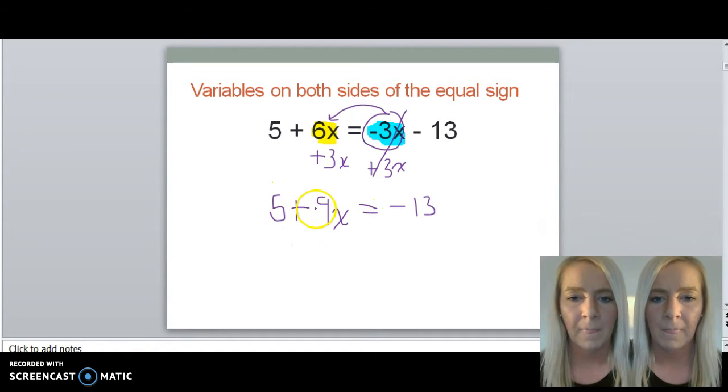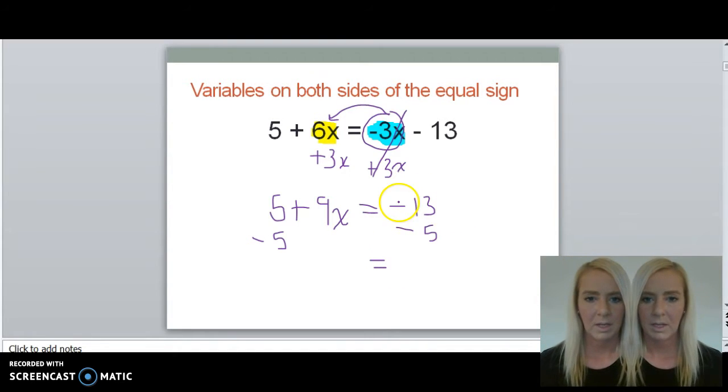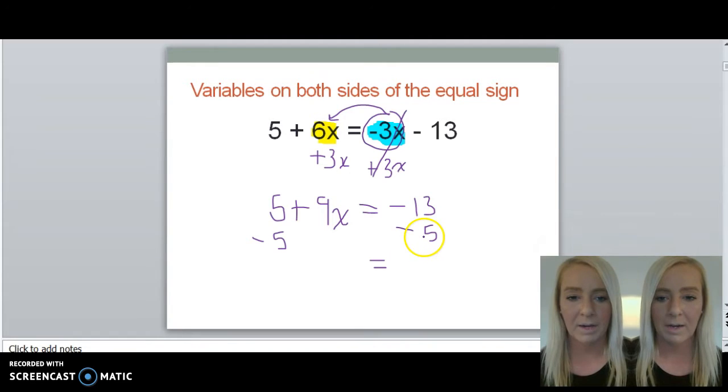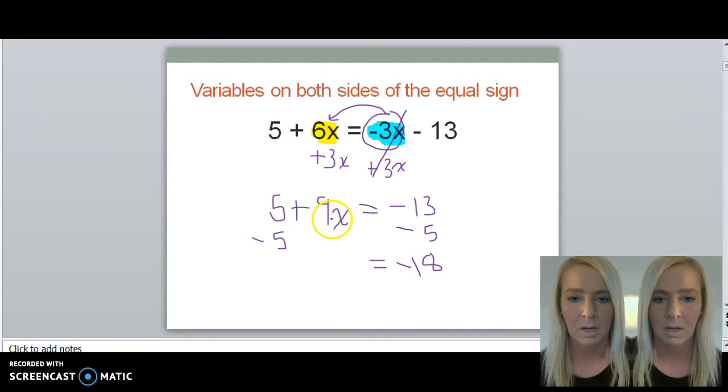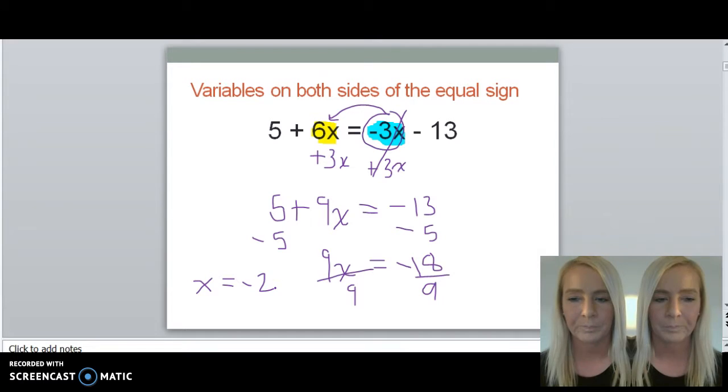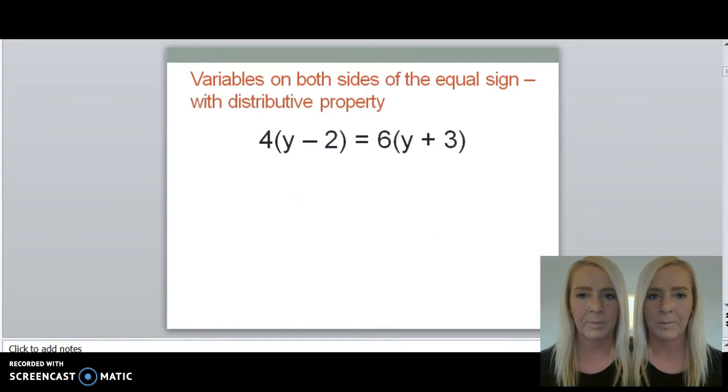Now I can apply two-step equation concepts. Subtract 5. Negative 13 minus 5. You can use your calculator to check. Gives me negative 18. I'm going to bring down my 9x. Divide both sides by 9 in order to solve for my variable. So x is equal to negative 18 divided by 9, which is negative 2. Let's look at one more example.